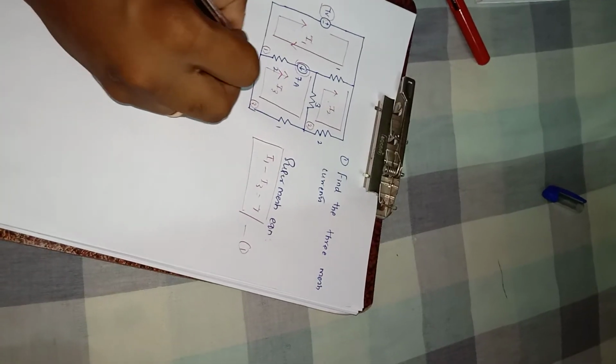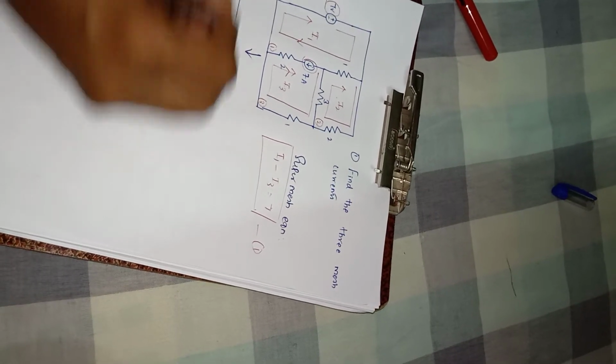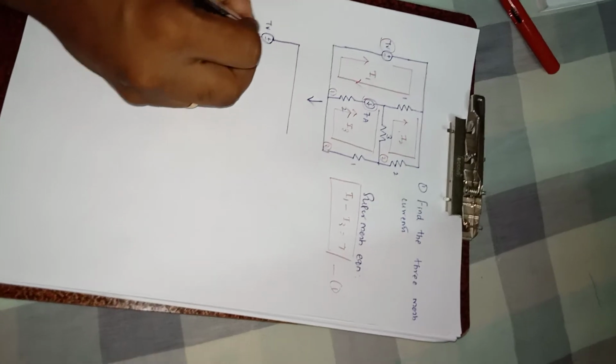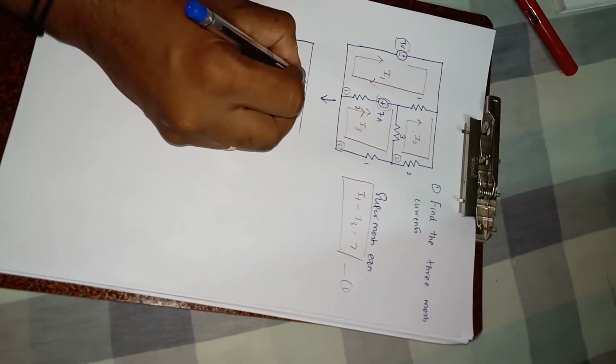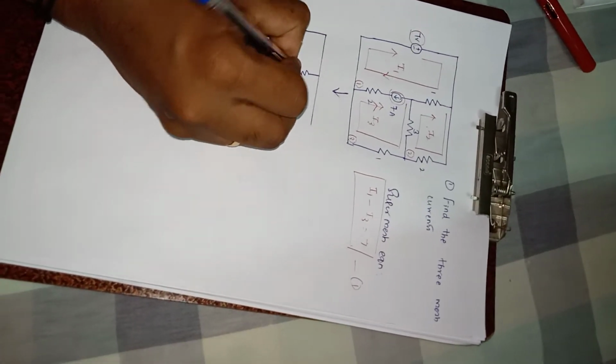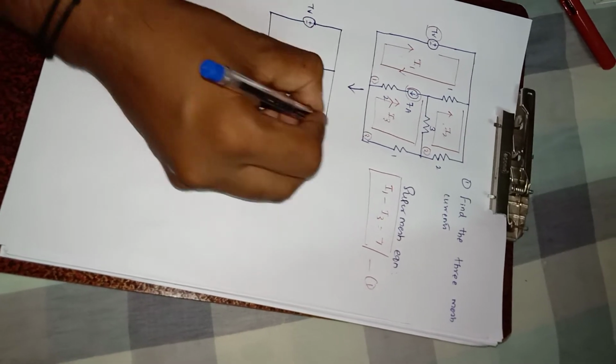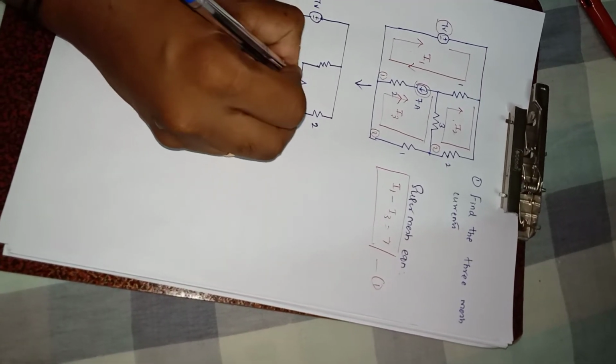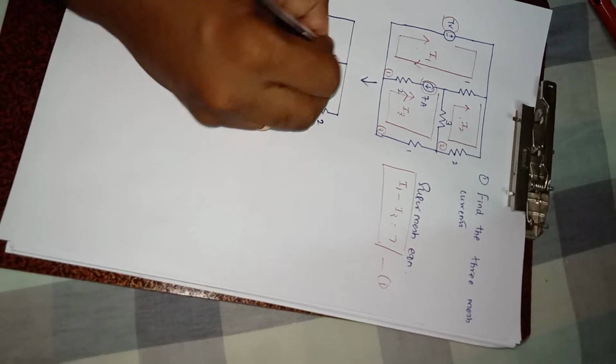Now this loop could be redrawn as follows. You have a voltage source with positive and negative terminals of 7 volts, and next we have the 1 ohm resistor, and next another resistor which is 2 ohms. Between these two resistors we have the 3 ohm resistor.